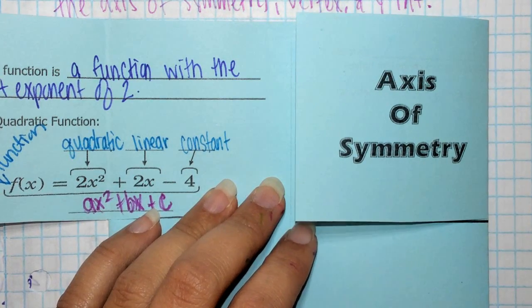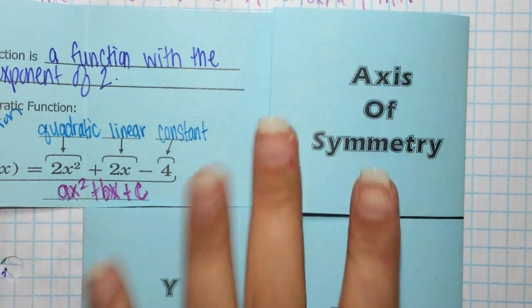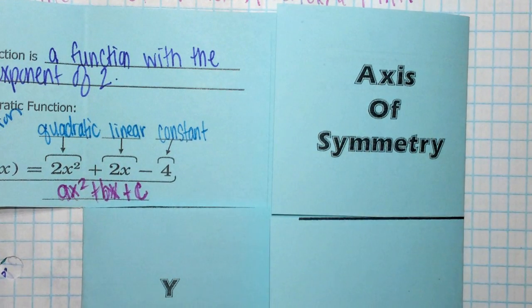Alright, so first what we're going to learn how to find is the axis of symmetry. What is the axis of symmetry? It's in the middle. What else does it do? Cuts it evenly. And what does it pass through? The vertex and the y-axis.